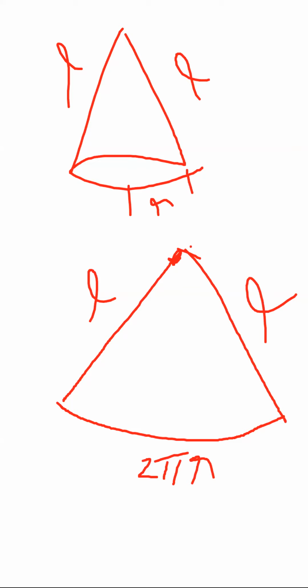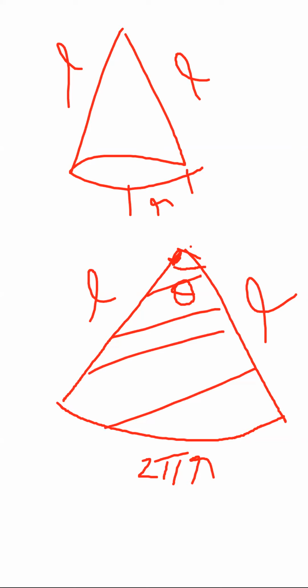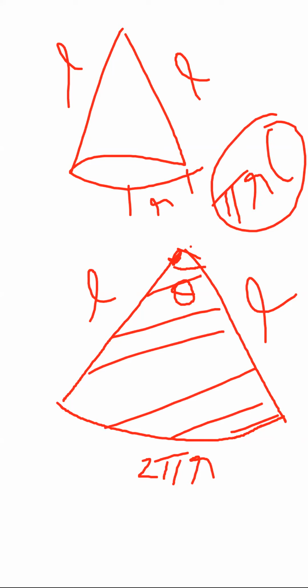And again, all the dimensions have been given: L and 2 pi r, with some angle theta. Then what is the area formed by this arc and the sides L? Finally you have to find the area of this one. Once you find it, you get pi R L.